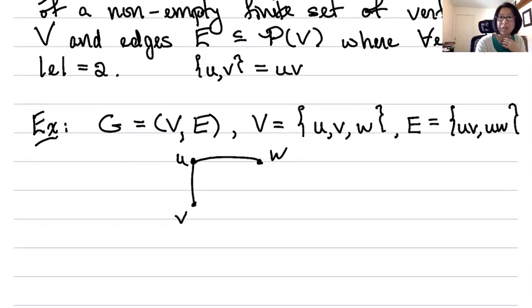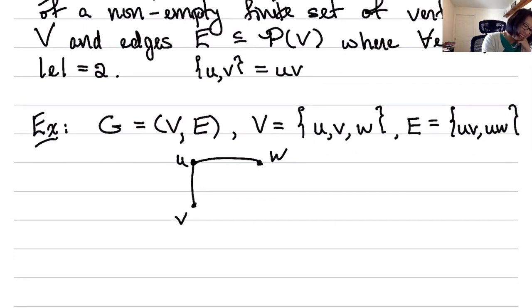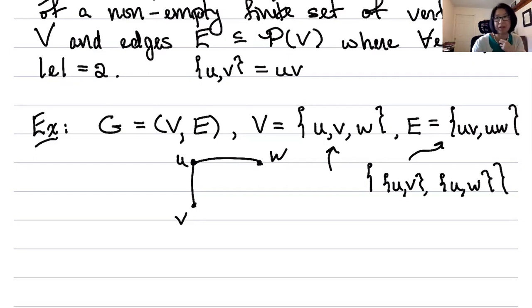However, if you're talking to a computer, you're probably going to want to specify it this way, where you give the vertex set and then the edge set as a list of lists. You'd probably write U comma V and U comma W, like if you were writing a computer program and you wanted to tell it about your graph.